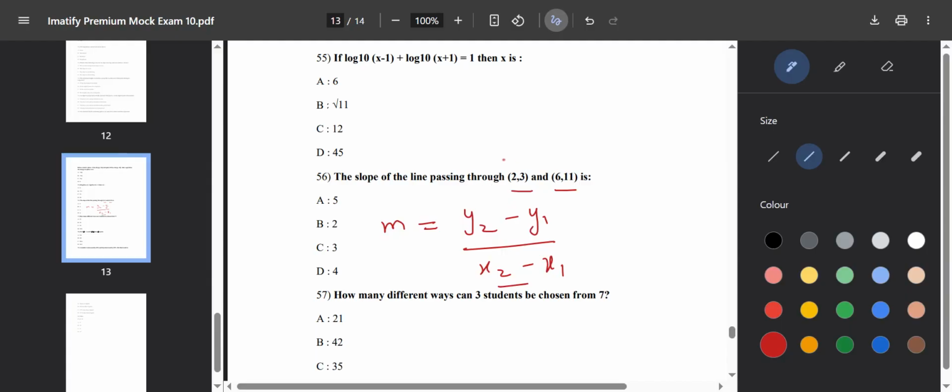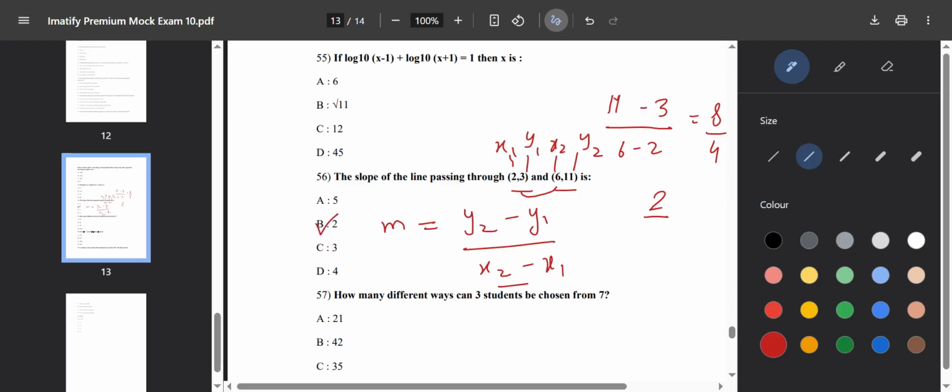The first number is x and the second is y. So this is x1, this is x2, this is y1, and this is y2. So we go to y2 minus y1. y2 here is 11 and y1 is 3. So 11 minus 3 divided by 6 minus 2. It will be 8 by 4, which is 2. So the correct answer will be 2.